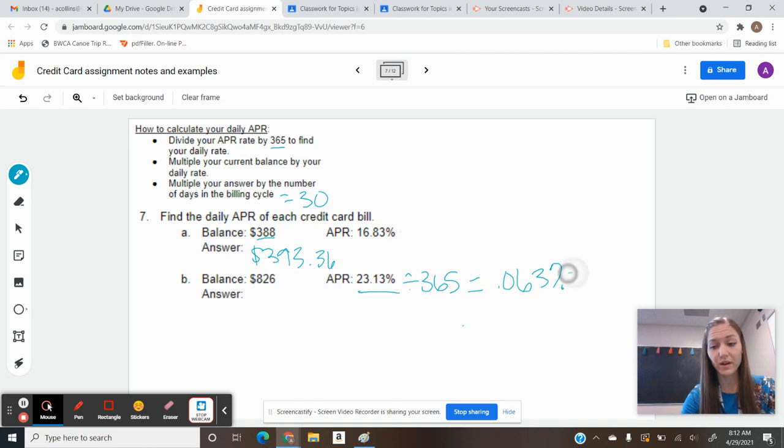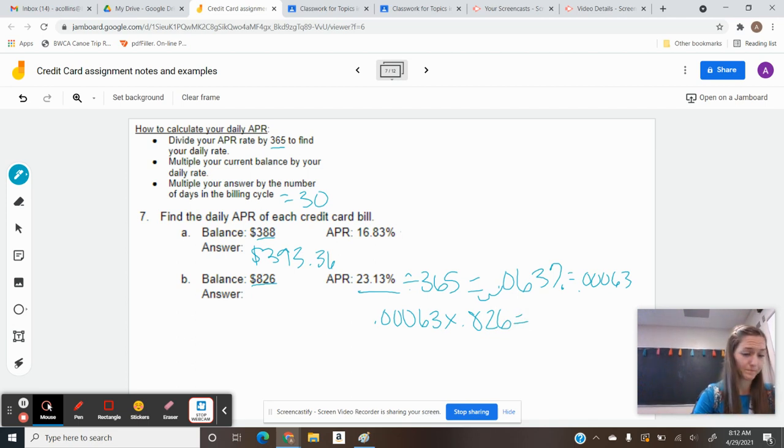When I make this into a decimal, I get 0.00063, teeny tiny decimal. All right, in order to figure out how much I am being charged per day in that billing cycle, I'm going to take my teeny tiny decimal, very carefully type it into my calculator, multiply it by 826, my balance for that month. Okay, so I'm being charged roughly 52 cents per day in that billing cycle just for using my card. So that's per day of my billing cycle.